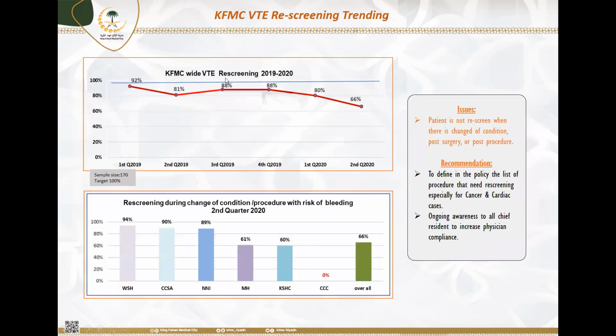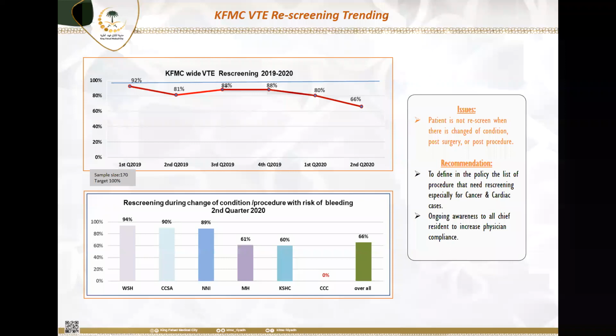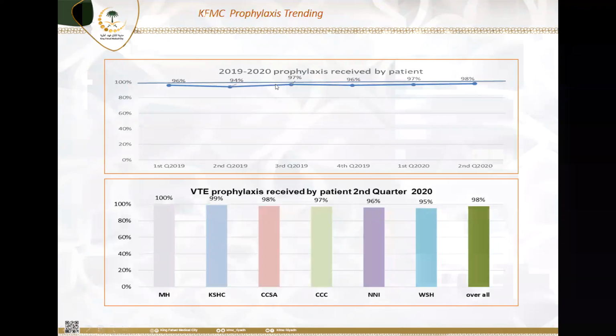Again, we have what we call rescreening. What does rescreening mean? It means there is a change of condition, like a patient admitted deemed low risk, no VTE prophylaxis, but the patient developed an acute medical issue during hospitalization, or a fall, etc. So the patient's condition changed, and also a surgical patient going for OR. That's why it needs what we call VTE rescreening. So the form has to be refilled. Again, there is a major gap we can see in the VTE rescreening.